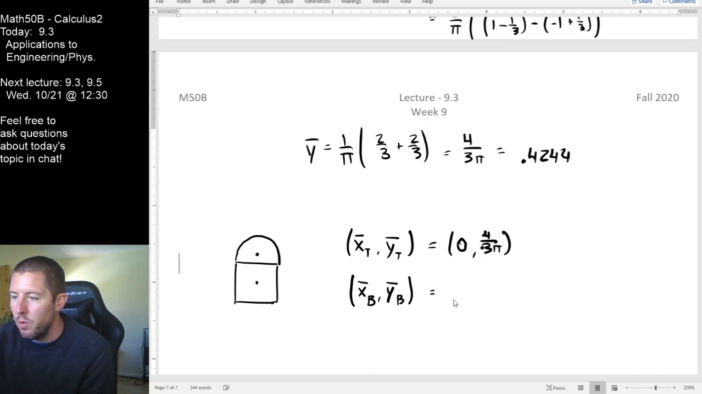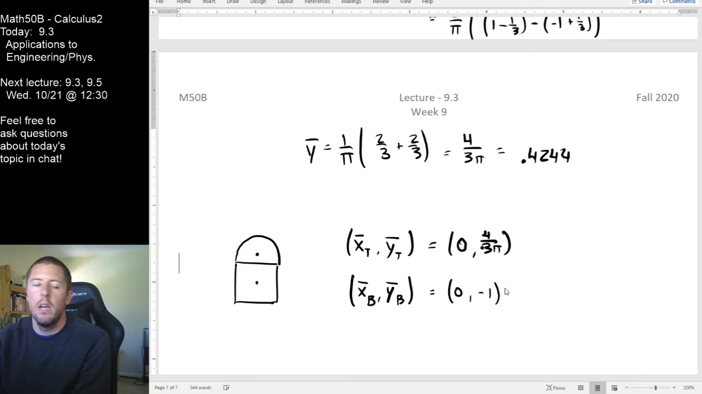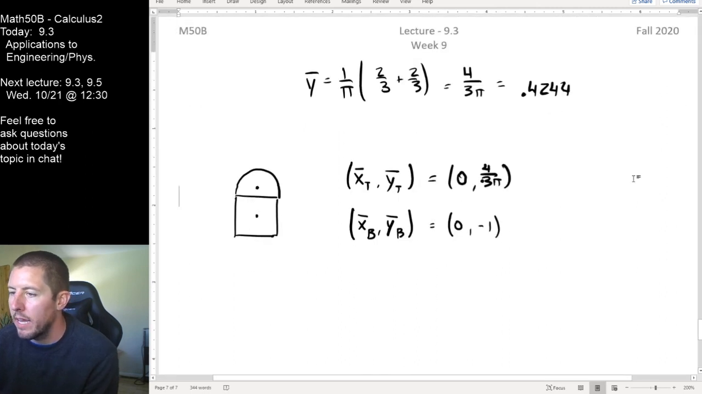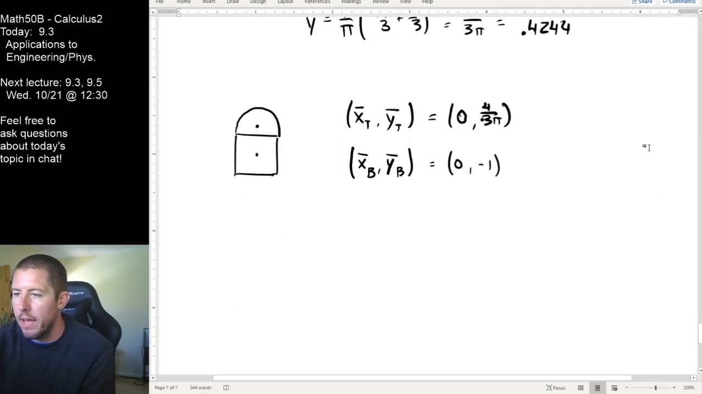The x value was 0, the y value was -1. It was just the center. What I need now is the mass of the top and the mass of the bottom so that I can compute my overall center of mass.